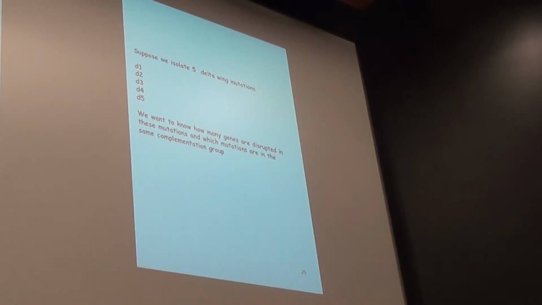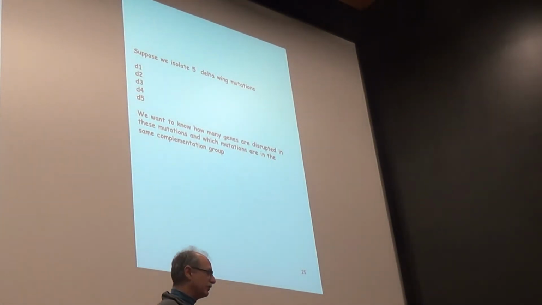All right, so supposing you're studying wing shape, and there are 5 mutations for delta wings, D1, D2, D3, D4, and D5. And you want to know how many genes are disrupted by these mutations. Are there 5 different genes that are involved in the formation of the wing? Is there only 1 gene with 5 different alleles? Are there 2 genes, 3 genes? That's the question you need to ask. Okay? And so that's what you're going to basically try and figure out.